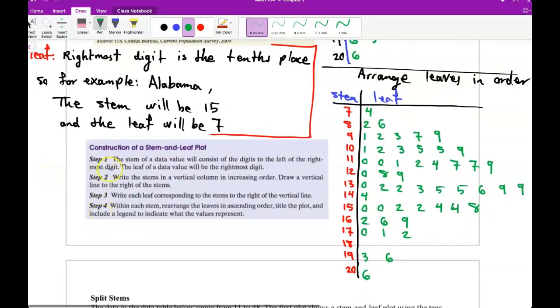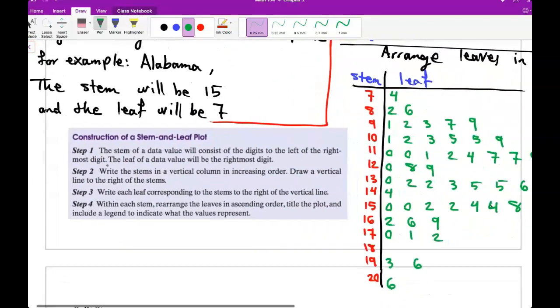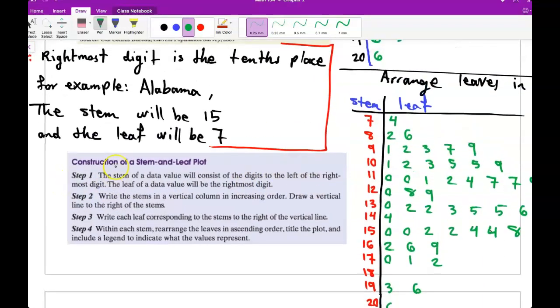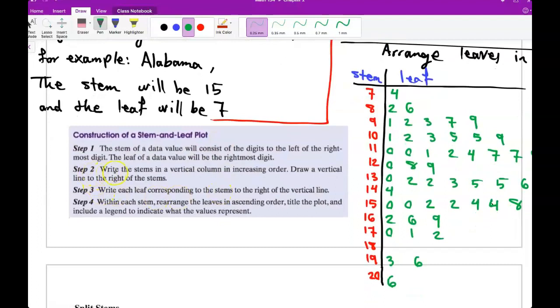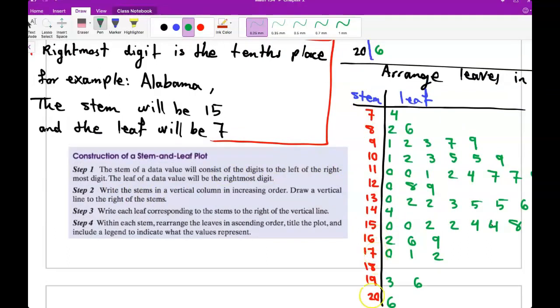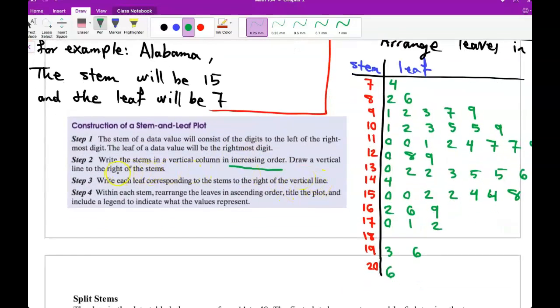Here we have the steps for this part. Step 1, the stem of a data value will consist of the digits to the left of the rightmost digit, as I explained here, and the leaf is the rightmost digit. Step 2, write the stems in a vertical column. So we had these in a vertical column, in increasing order. And then draw a vertical line to the right of the stems. This one.